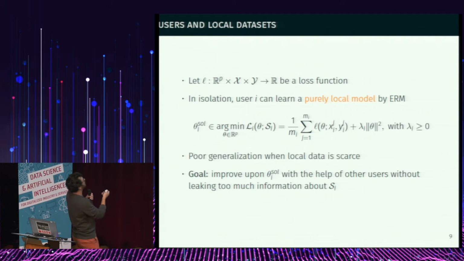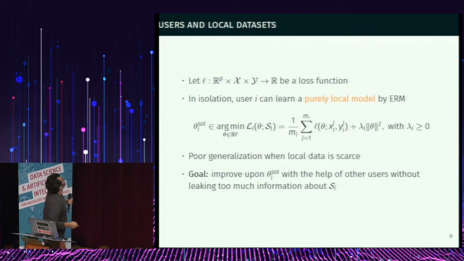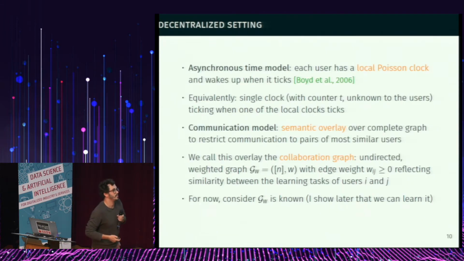So this is, in a way, a purely local solution, if the user only knows about his own data and learns in isolation, which might not work too nicely. So our goal, to reformulate it a little more precisely, is to improve upon this purely local solution by communicating with other users, but without leaking too much information about S_i, the local data. So how are we going to do that? We need to specify how users can exchange information.